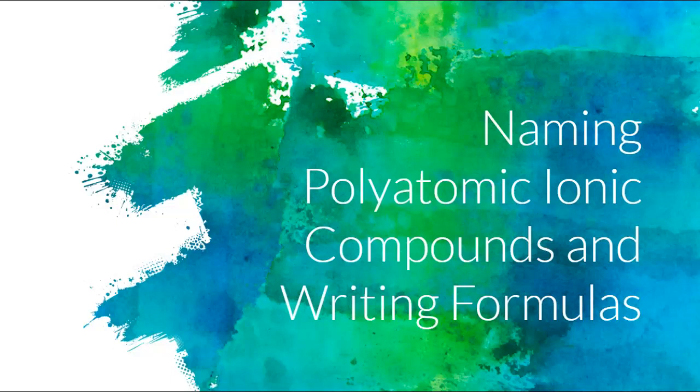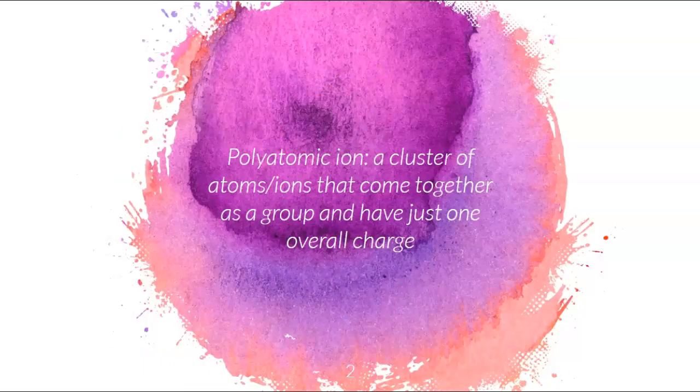Now that you're all pros at naming ionic compounds, we're going to take things one step further and name what are called polyatomic ions, and we're going to write their formulas too. So first, you might need to know what a polyatomic ion is. Basically, it's a cluster of ions that travel together as a group. You can't separate them apart, they come together as a package deal, and overall, all these things combined have one overall charge, as if they were a singular ion, but they're not. There's several of them together.